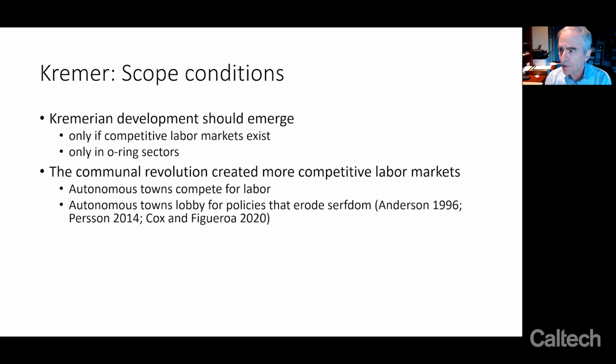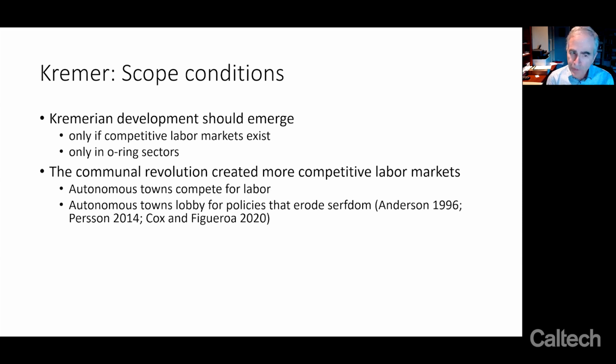They're also interested in the supply side of the market, and so they immediately lobby for policies that erode serfdom. The most famous of these is the notion that a fugitive serf who lives for a year and a day in a town is thereby emancipated. This had a fairly obvious benefit for the towns and an obvious problem for the lords, and the towns, where they were numerous, won the day.